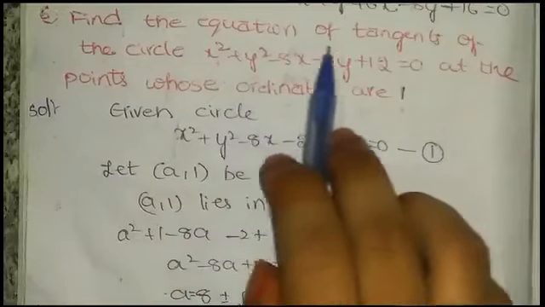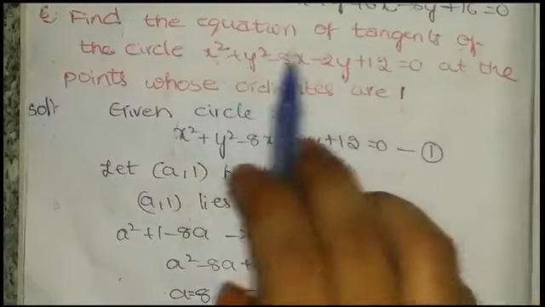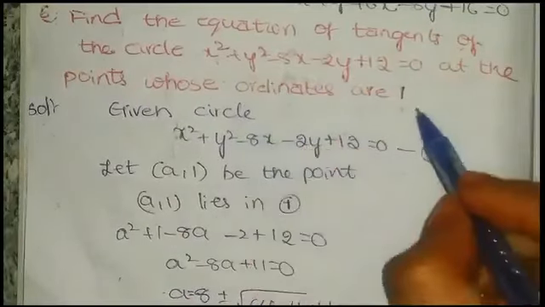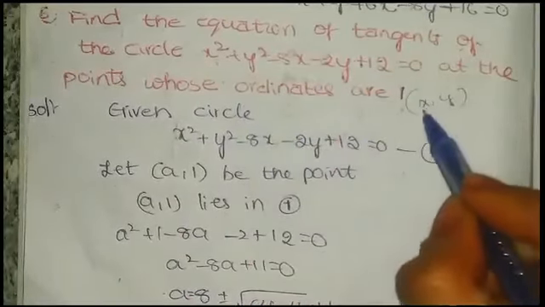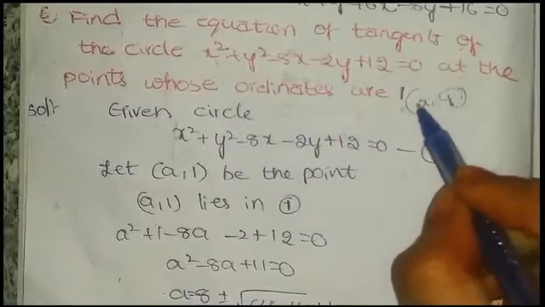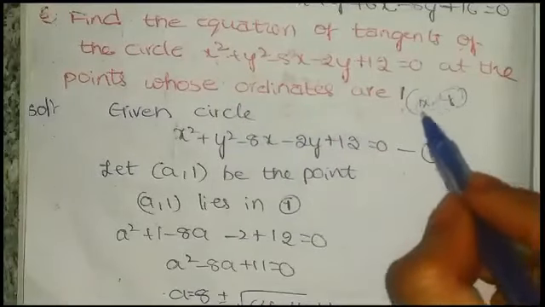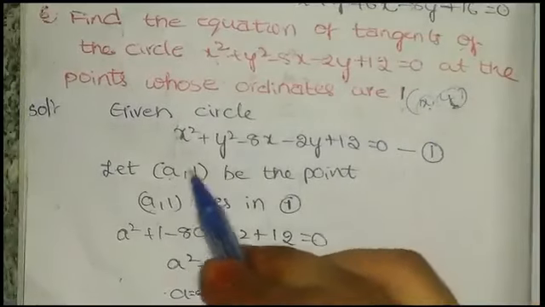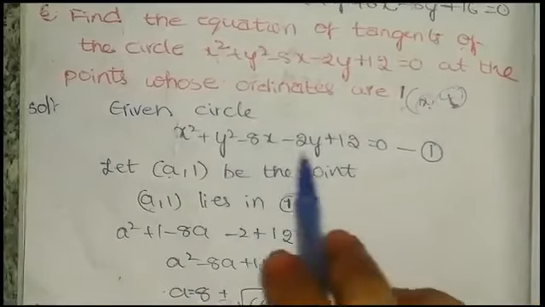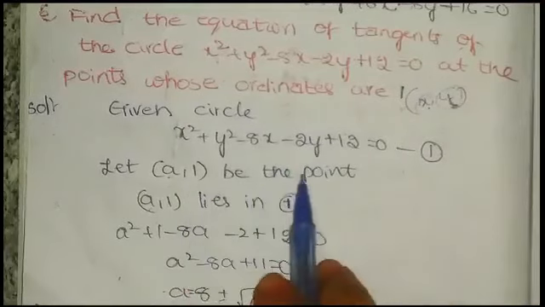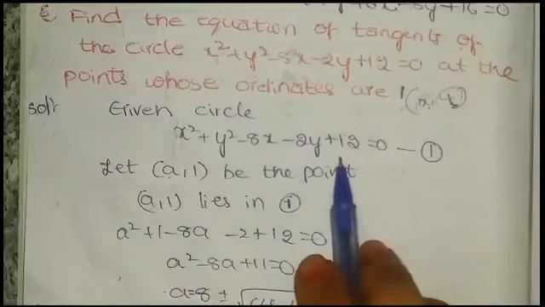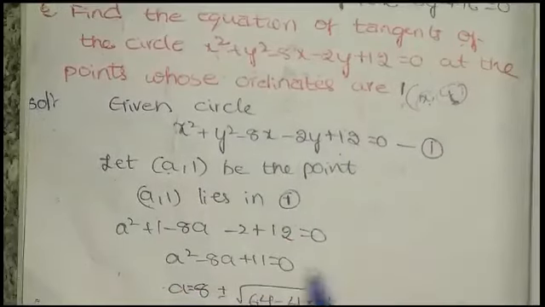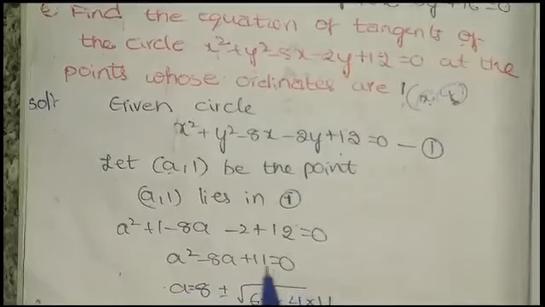Here, find the equation of the tangent. They have given a circle and a point, but they have given only the ordinate. Let us take a point. This is called the ordinate. This is abscissa. The x coordinate is also known as abscissa. The ordinate is 1. So (a, 1). This is the circle equation. Let (a, 1) be the point. This point lies on the circle. So substitute (a, 1) in this equation. Then we will get a square minus 8a plus 11 equal to 0.